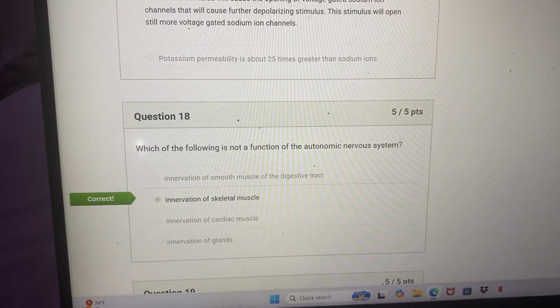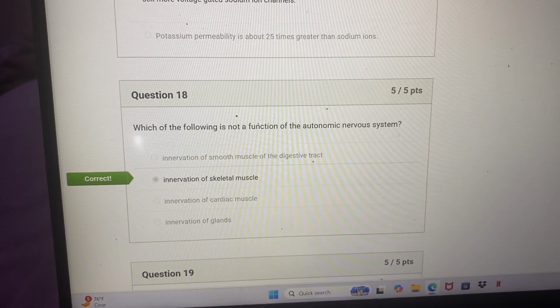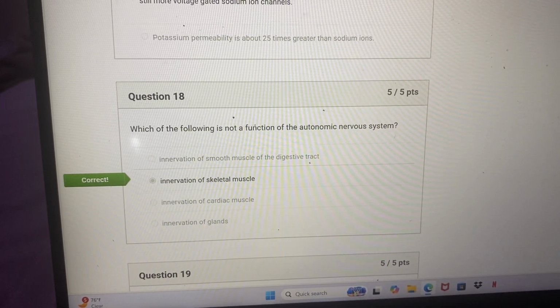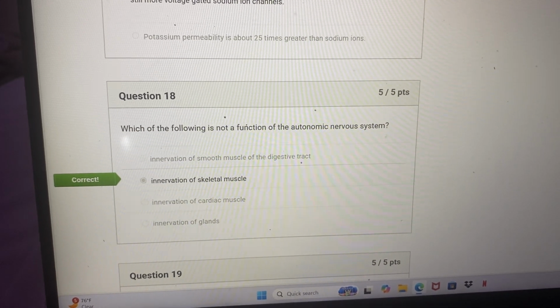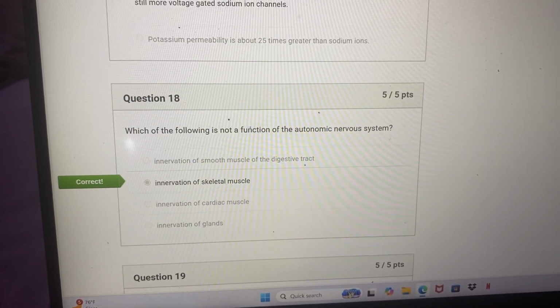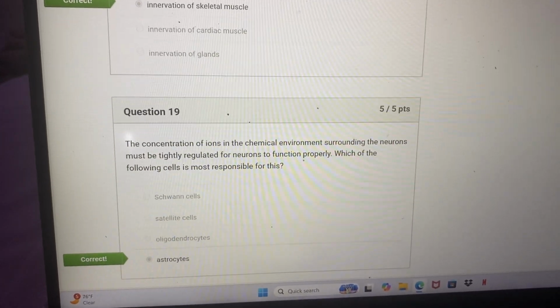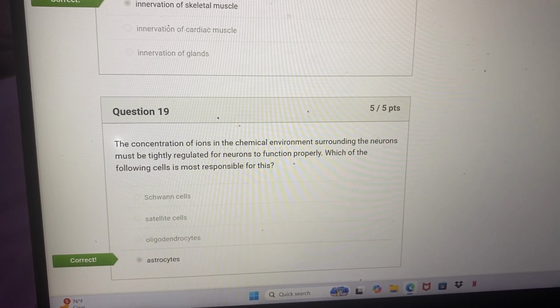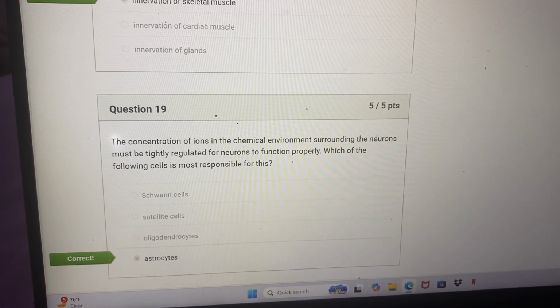Which of the following is not a function of the autonomic nervous system? It does not innervate the skeletal muscle, but it does innervate cardiac muscle, glands, and smooth muscle of the digestive tract.